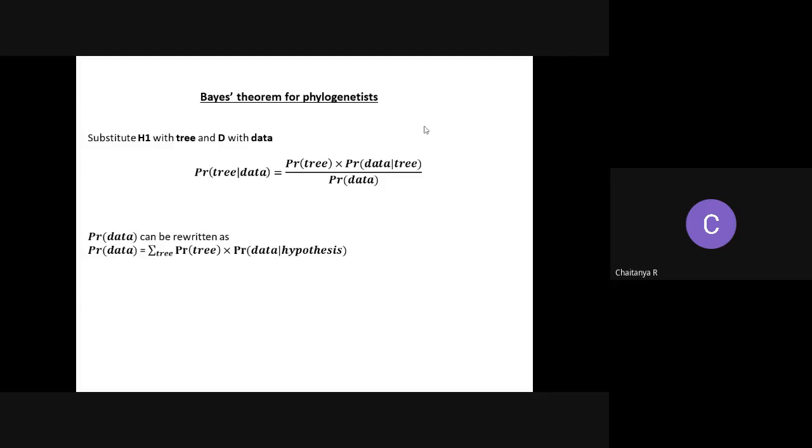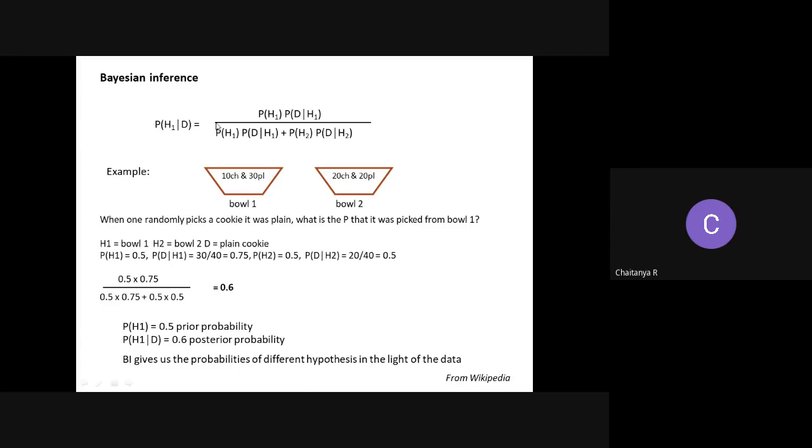So let me explain this a little bit. The probability of the data is nothing but the summation of the prior probability of the tree multiplied by the likelihood of the tree, for all given hypotheses. For example, I'm going back to the previous slide. You see the denominator over here, right? We have only two hypotheses, so the denominator has prior multiplied by likelihood for hypothesis 1 plus prior multiplied by likelihood for hypothesis 2. If you have 10 hypotheses, we'll extend the denominator up to 10, and summate or add all of them, right?